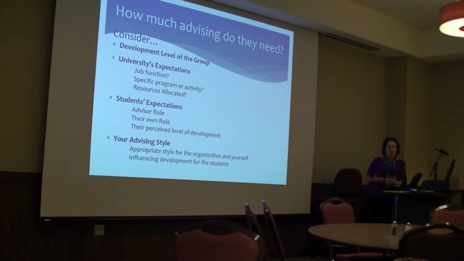Sometimes that can cause a conflict when you're advising a group, when you know they're not quite at a certain level, but they think they are, and you're trying to find a good, happy place with them so they don't feel like you're overstepping their bounds. And then also think about your advising style. What is the appropriate style for the organization and yourself? You don't want to try to be someone you're not. And what's the best advising style for helping them develop? Because ultimately that's what we're doing here, trying to help those students develop and mature and gain all those marketable skills that I talked about on that last slide.